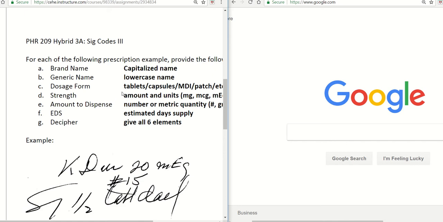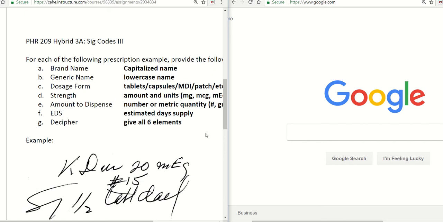Strength, amount to dispense, usually followed by the pound sign. And we bill per metric quantity, per gram, per ml. So per tablet, per capsule, per gram, per ml. Not per container. So be very wary of that. EDS based on the SIG.